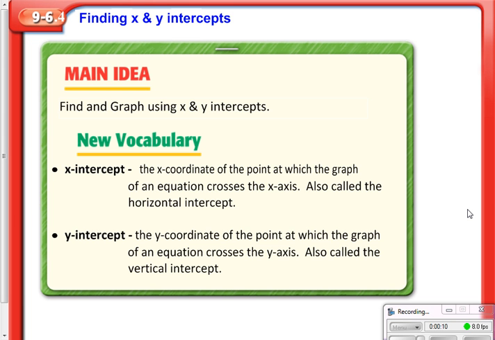An X-intercept is basically where the line crosses the X-axis, also known as your horizontal axis. And the Y-intercept would be obviously the B value that we've talked about. It's where it crosses the Y-axis, also known as your vertical intercept.